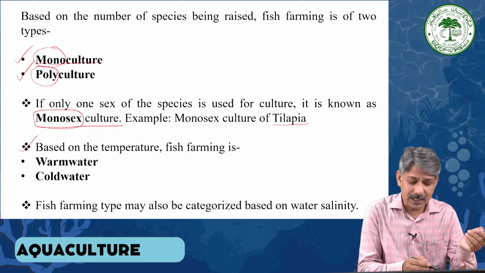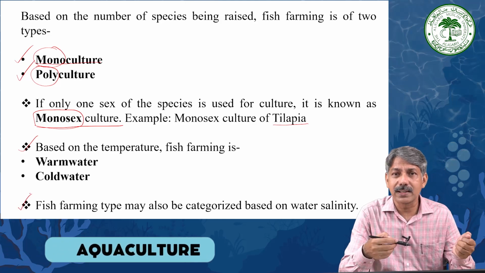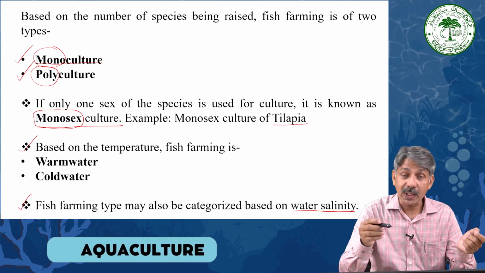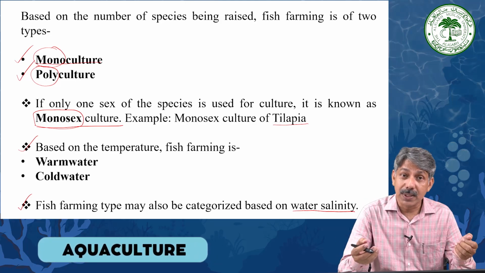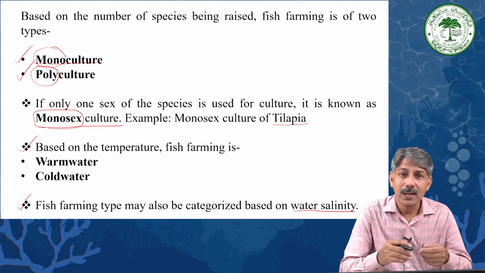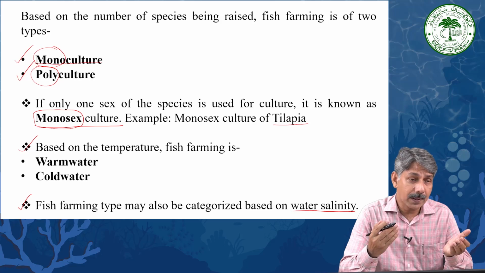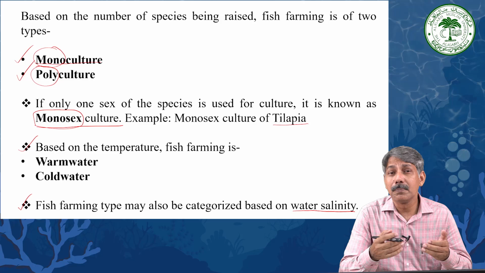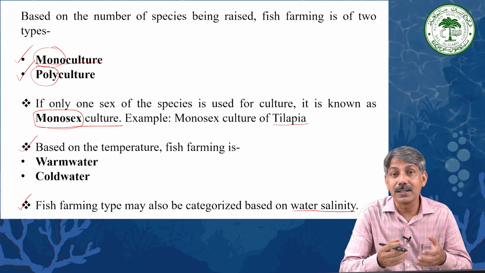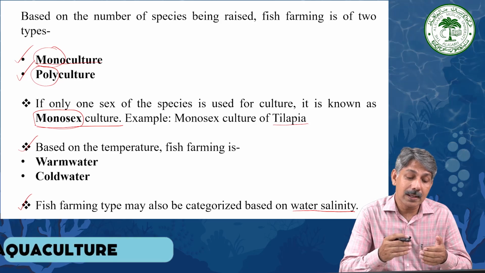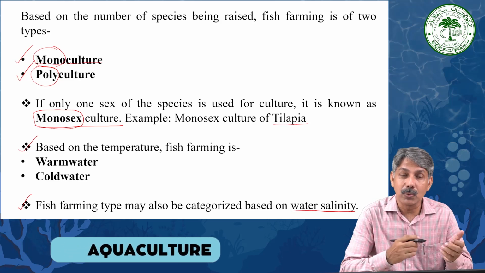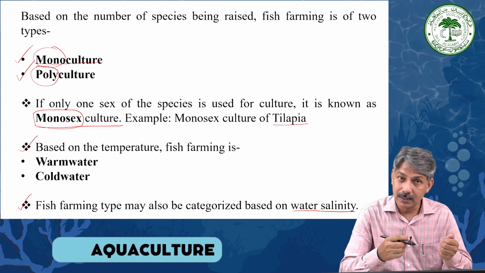Now, fish farming may also be categorized, as I told you, on different criteria. I'm not explaining it more here, but I can tell you briefly, fish farming type may also be categorized based on water salinity. We know that broadly there are two types of waters based on salinity. One is fresh water having almost nil salinity, or sometimes 0 to 1 or 2 ppt salinity, and another type is marine water, where the open ocean has an average salinity of about 35 ppt. The water body having salinity intermediate to that of fresh water and marine water is referred to as a brackish water system.